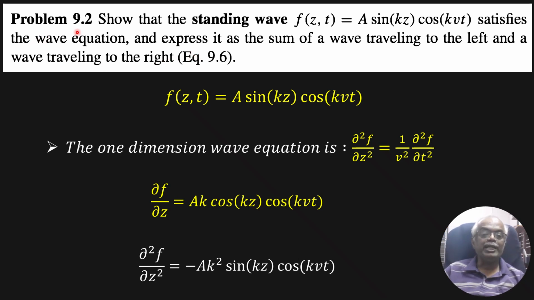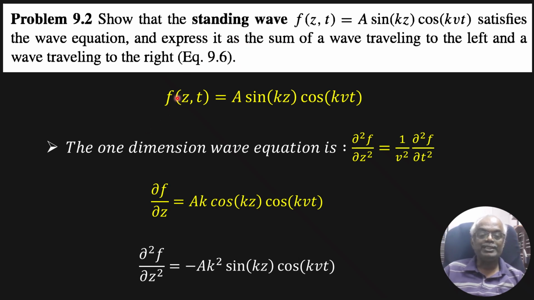Problem 9.2 asks us to show that the standing wave f(z,t) = A sin(kz) cos(kvt) satisfies the wave equation. First, we have to prove this satisfies the wave equation, and then express it as the sum of a wave traveling to the left and a wave traveling to the right. The second part is very important.